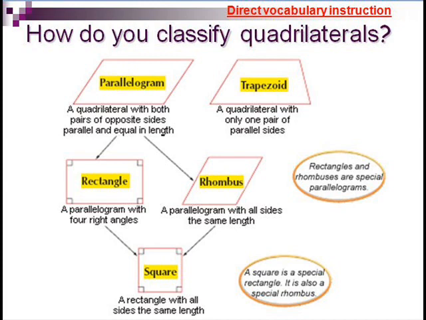Next, we have direct vocabulary instruction. Using this quadrilateral flowchart, I will introduce the new vocabulary words. I will start with the definition of the parallelogram, which is at the top of the flowchart. I will then work my way down, presenting the following vocabulary terms: rectangle, rhombus, and square. I will then state the definition of the trapezoid.